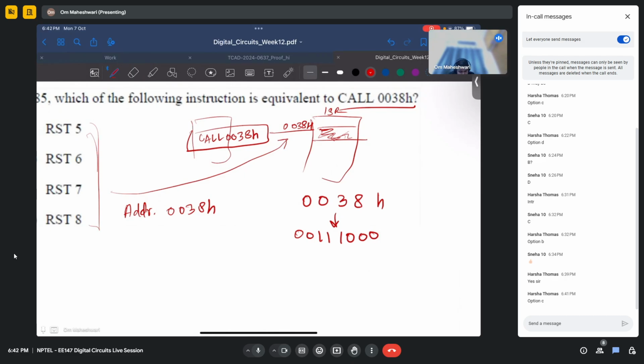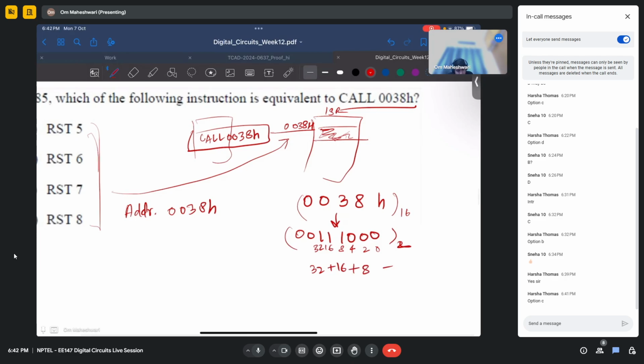Now what does this correspond to? The bit weights are 0, 2, 4, 8, 16, 32. So this is 32 plus 16 in base 2, plus 8, which is 56. So you have 56 in base 10.